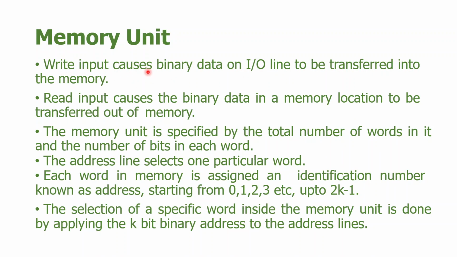The write input causes binary data on the input-output lines to be transferred into the memory. A write operation means we transfer the data into the memory. A read operation means we read the data from the memory, so data is transferred out of the memory. The selection of a specific word inside the memory unit is done by applying the k-bit binary address to the address lines, so the location is given by the address lines.